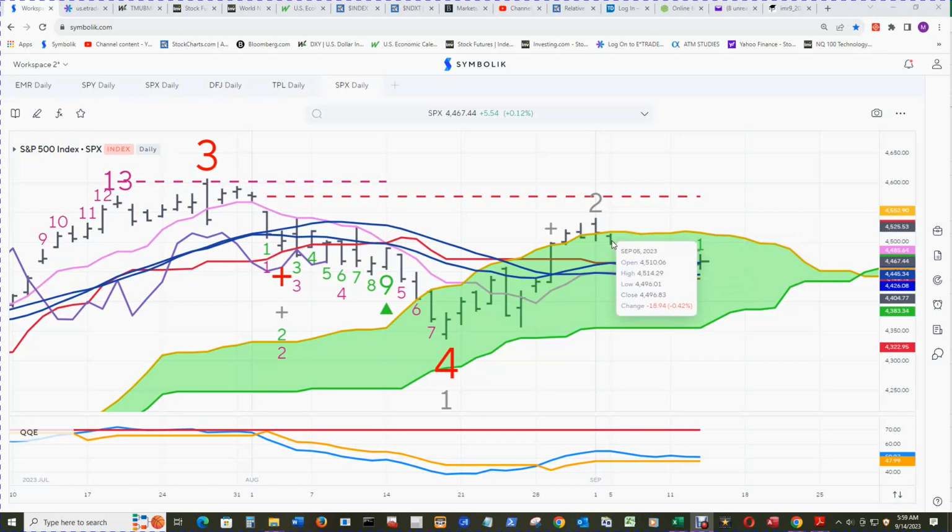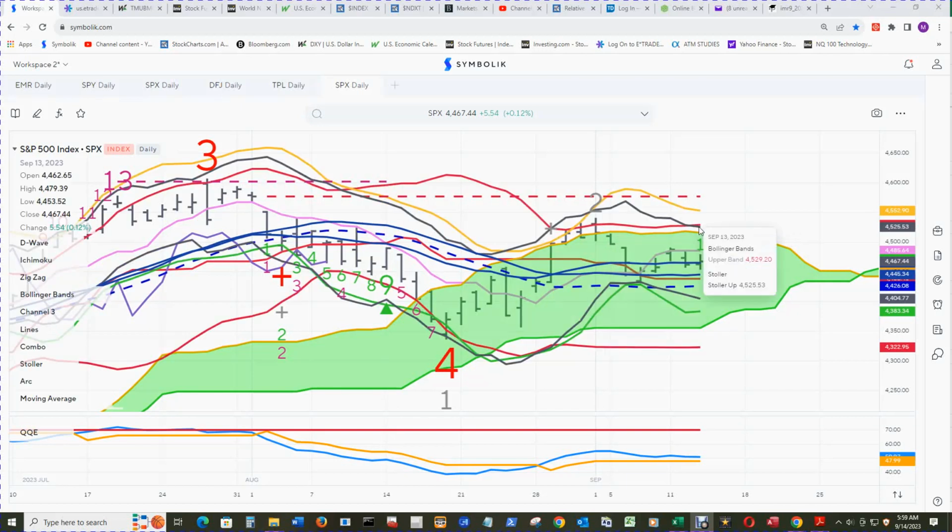So break out above the cloud here, and the top of this gap zone 44.96.01, and then above that is that ongoing supply line that we saw, and then the Bollinger Band upper band and Stark Band upper band are right there together, just about 45.25 and 45.29, and then the channel 3 high is at 45.52.